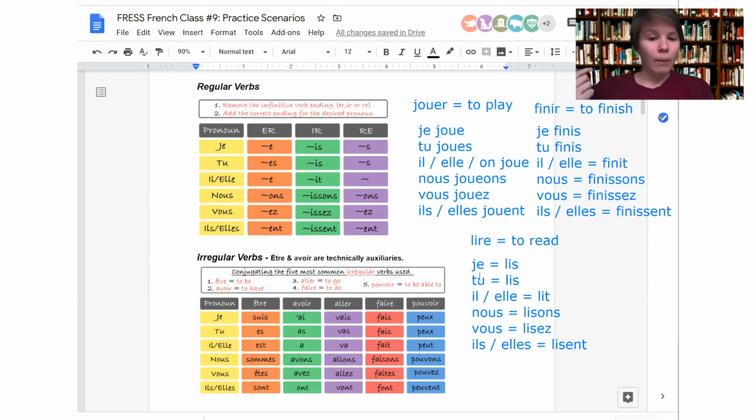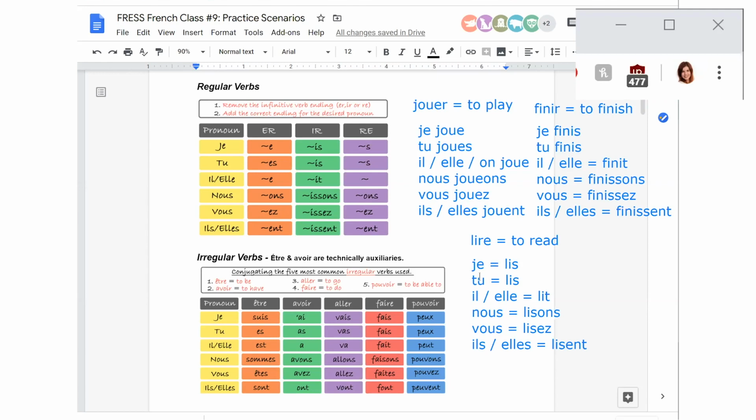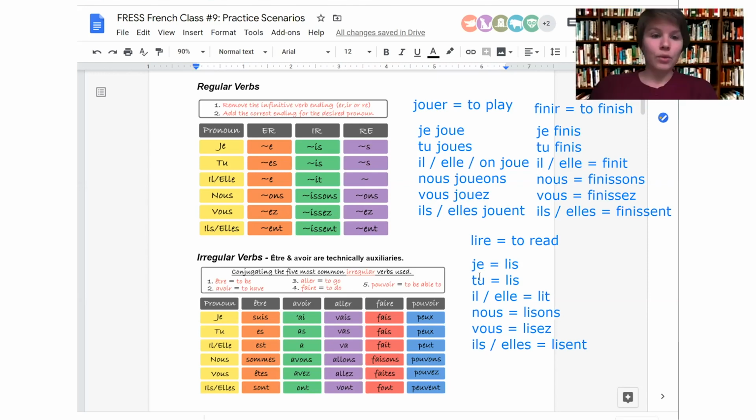So, cool. Pouvoir: je peux, tu peux, il, elle peut, nous pouvons, vous pouvez, and ils, elles peuvent. Okay? So that's mostly the new one. I think most of you would be familiar with the other four, as we have covered it before in one or two other lessons.